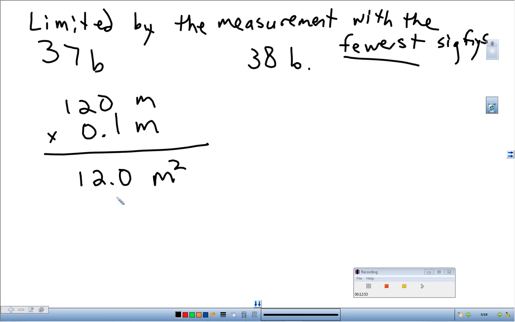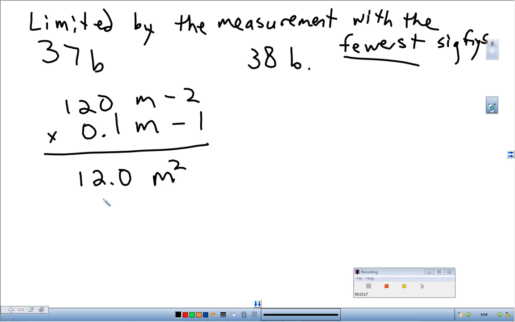And then how many sig figs can I have? Which one of these is the least number of sig figs? Olivia, Duncan. Which one has the least number of sig figs? Top or bottom? This guy has 2, this guy has 1. So you're limited to 1 sig fig.